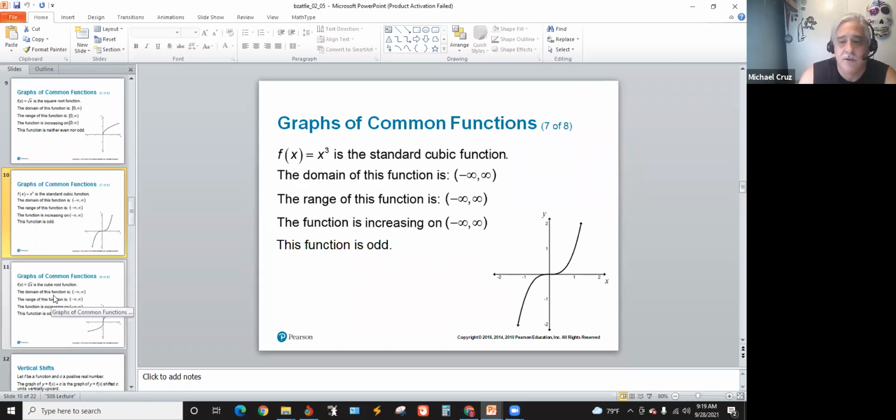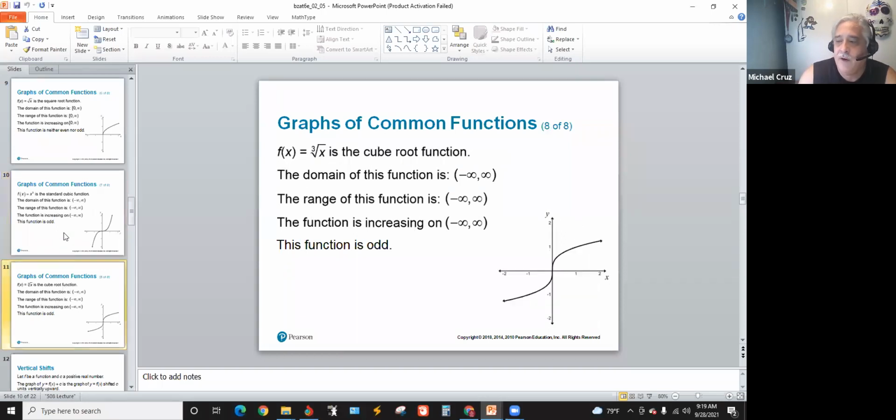And it increases throughout. And then its counterpart, and you'll notice that it's very similar, it's just twisted. This is the cubic root function. And just as for the cube function, everything is the same. Domain and range, all real numbers. It's increasing throughout, and it's an odd function.